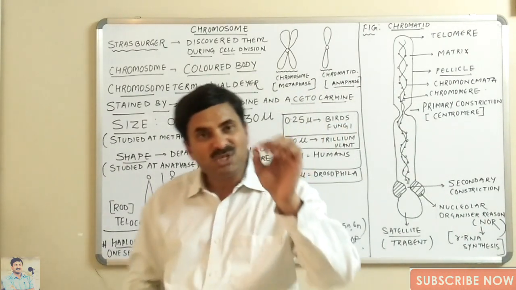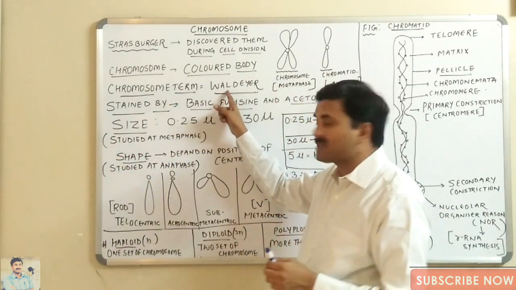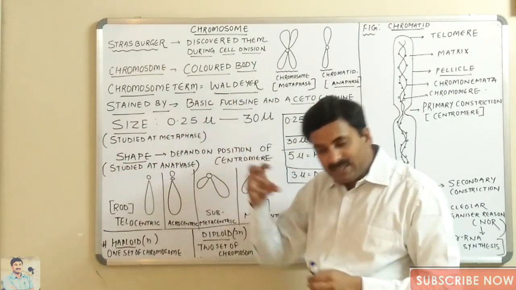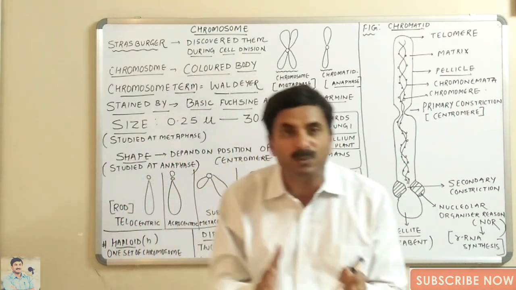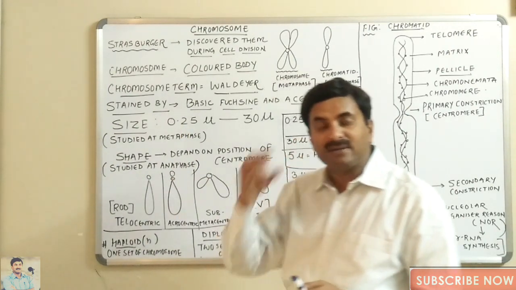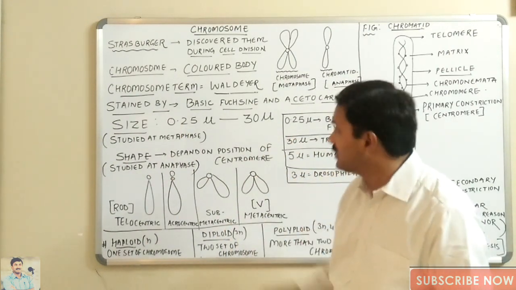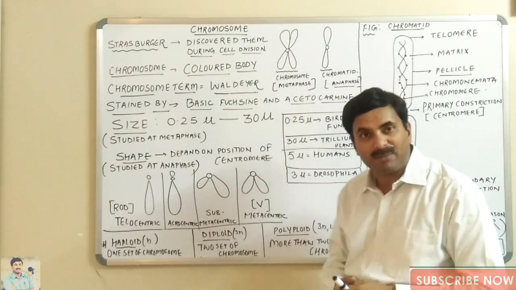First of all, this term chromosome was given by a scientist whose name was Waldeyer. These structures can be stained. If you want to view the chromosomes in the microscope, then you have to stain the chromosome, and the staining of the chromosome can be done with the help of basic fuchsin or acetocarmine.